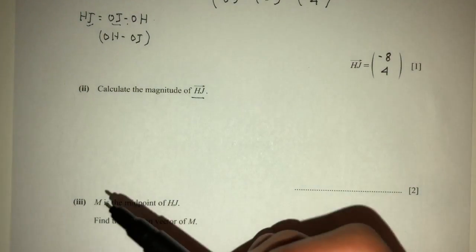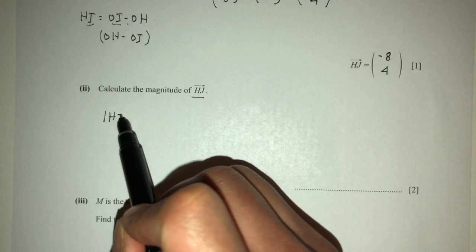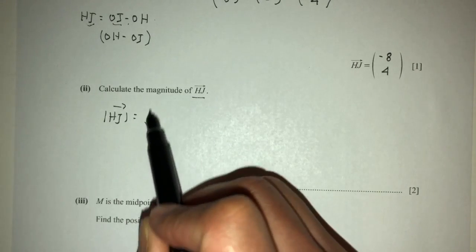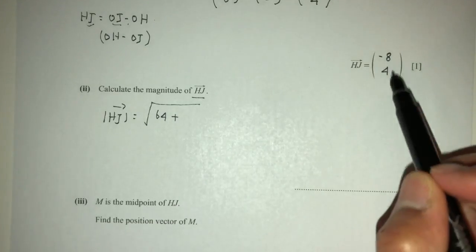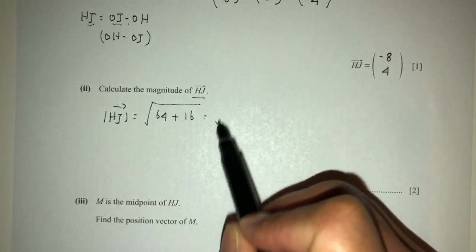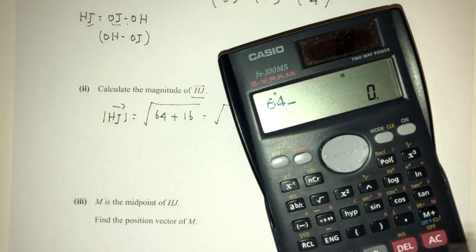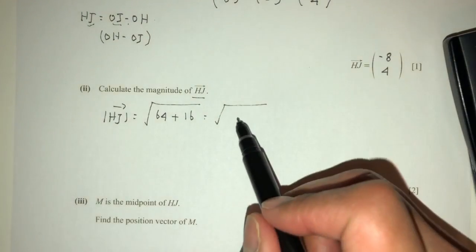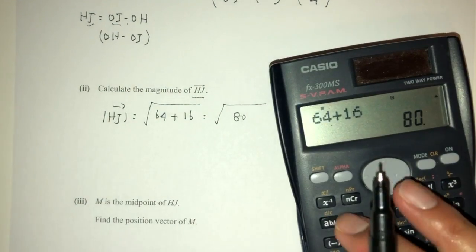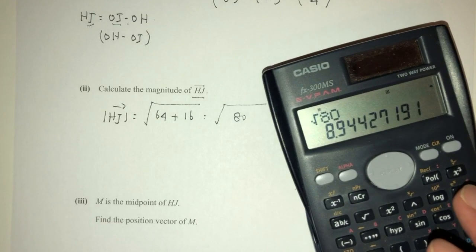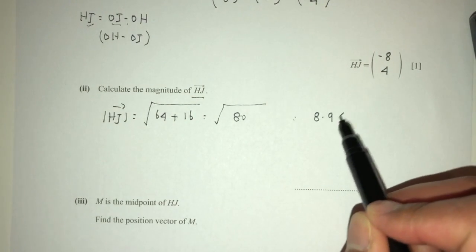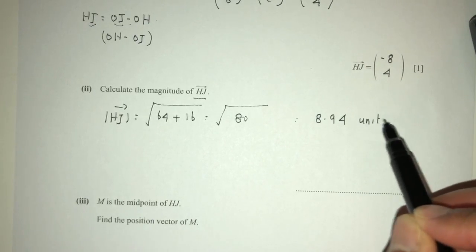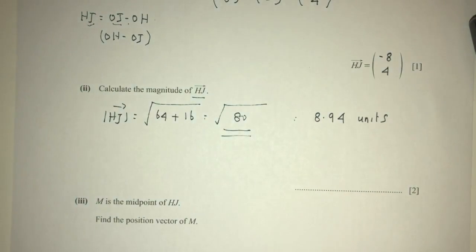So we have to use the formula. Magnitude of HG, that will be square root. First value squared will be 64. This value squared will be 16. That will be square root of 80. So that will be the magnitude. You can always simplify. That should be about 8.94. If you want to, you can write 8.94 units as well, but the exact value will be this one.